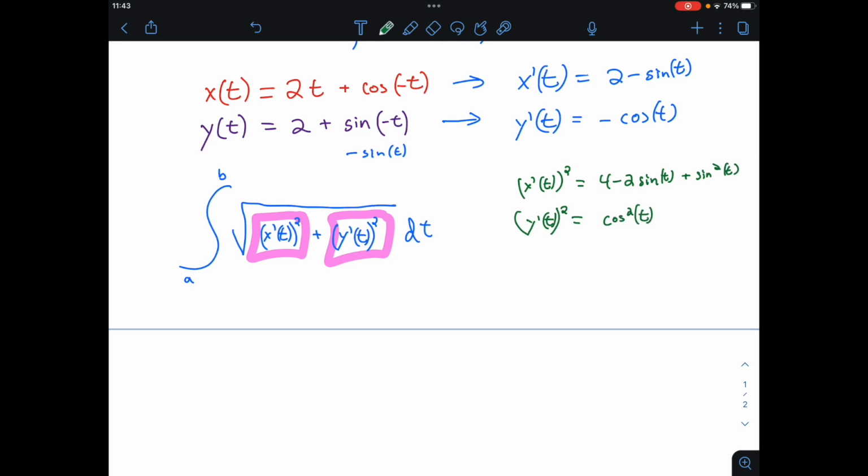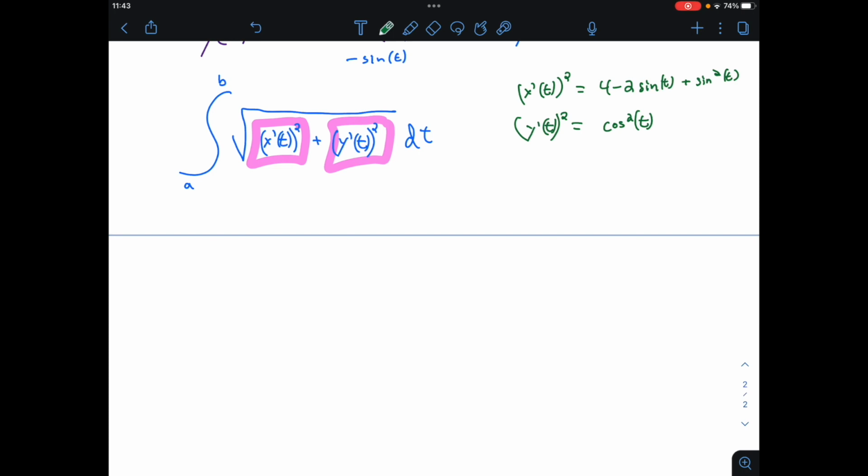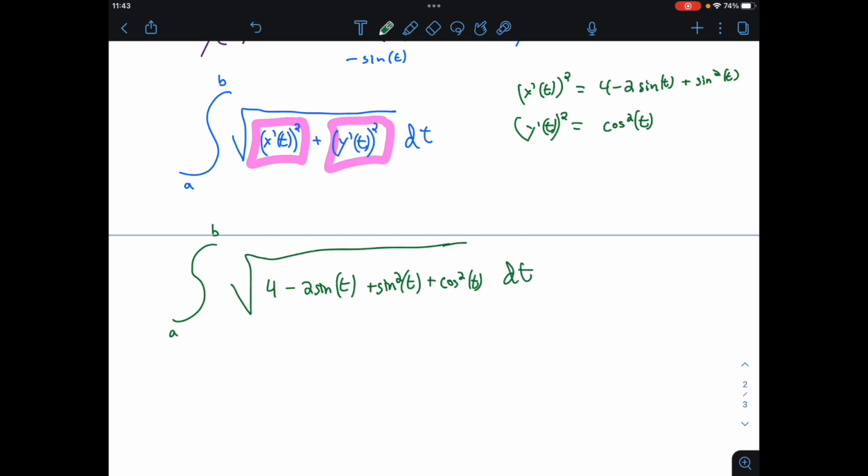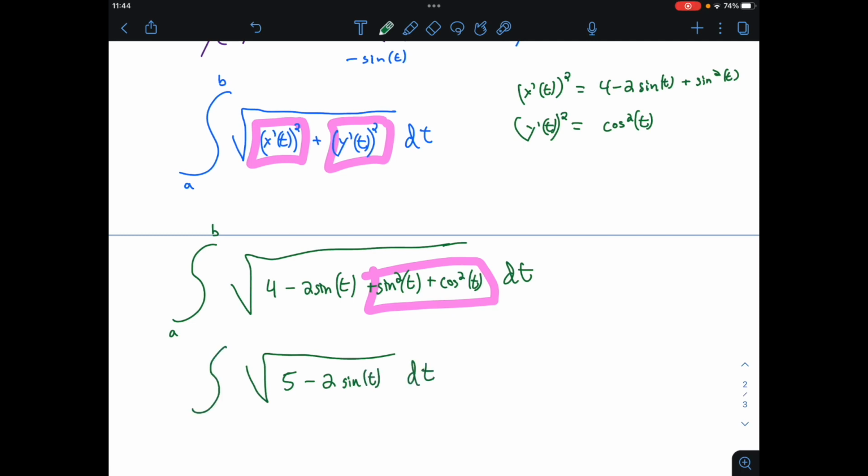That's delightful, because if we put these all under our integral symbol, it's been a while, in the integrand we'll end up with 4 minus 2 sine t plus sine squared t plus cosine squared t, dt. But sine squared t plus cosine squared t, it's a Pythag identity, is just 1. So I'm going to end up with the square root of 5 minus 2 sine t dt. And I want the integral from a to b.